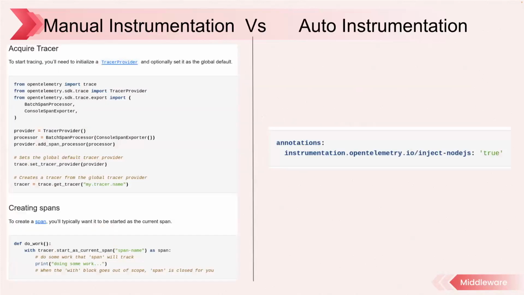If you were to manually do all this, you would have to configure something like this in your application source code for every application. This example is in Python, but there are SDKs available for every language, and you would have to go and do something like this for all your source code. Versus auto instrumentation, you just add this line and you're good to go.